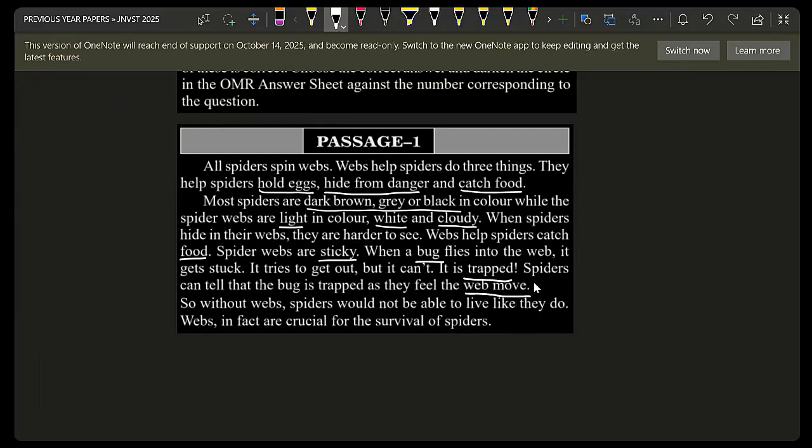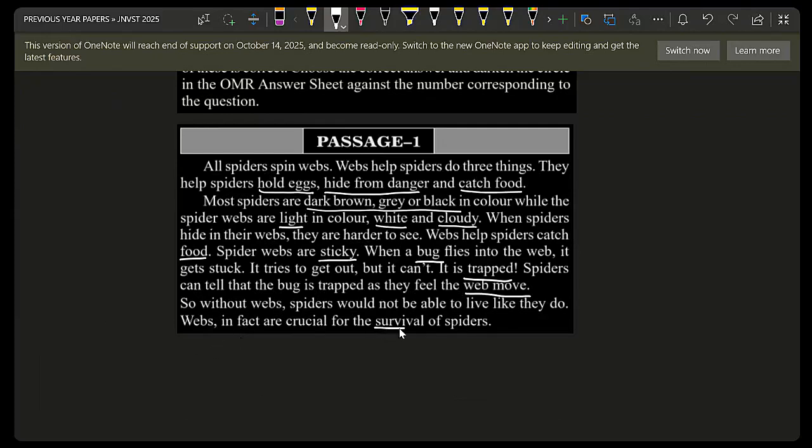So when the web moves, that indicates to the spider that something is stuck there and it has food. So without webs, spiders would not be able to live like they do. So the webs are very important for spiders for their life. So webs, in fact, are crucial for the survival of the spiders.